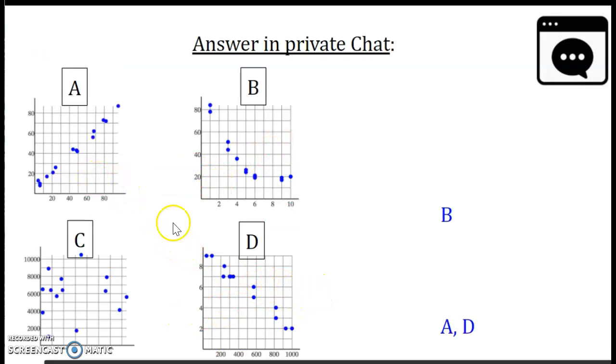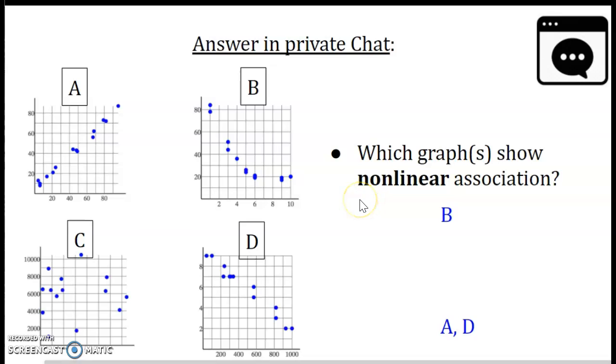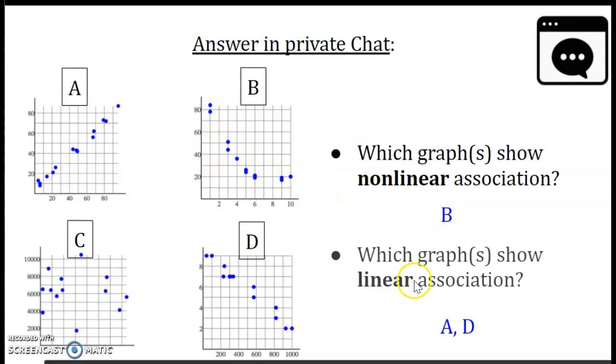Looking at A, B, C, D, these are scatter plots of different things. Which graph shows nonlinear association? That means not a straight line. That would be B, right? Which graphs show linear association? As if I was to draw a line for the trend, that would be a straight line here, and D would be a straight line here. So A and D would be linear association. And that's all we covered for the day.